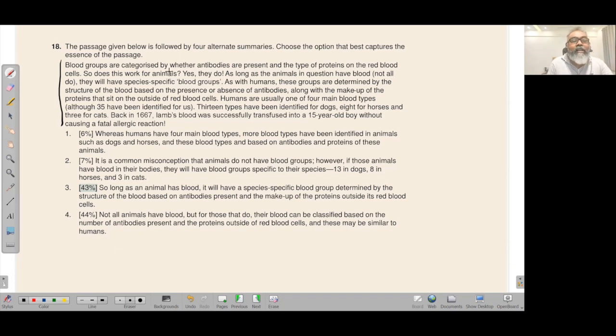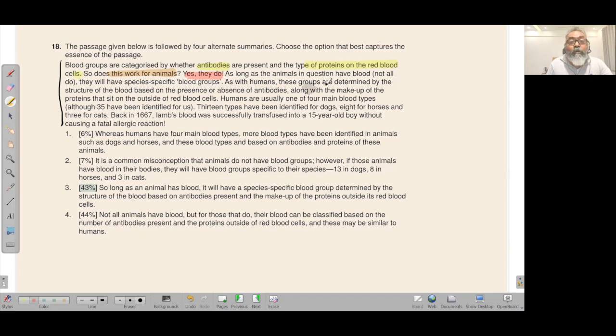Blood groups are categorized by whether antibodies are present and the type of proteins on the red blood cells. So two things: blood group is based on the antibodies and the type of protein on the red blood cells. So does it work on animals? The answer is yes, they do. As long as the animal in question has blood, and not all animals do, they have species-specific blood groups.